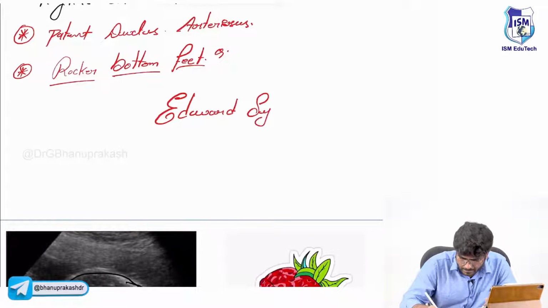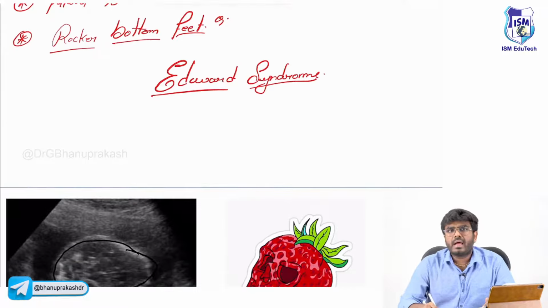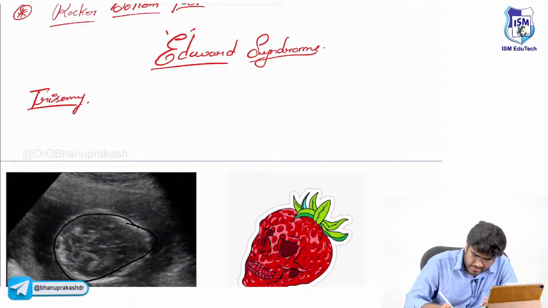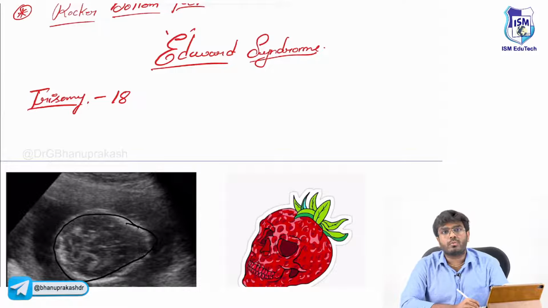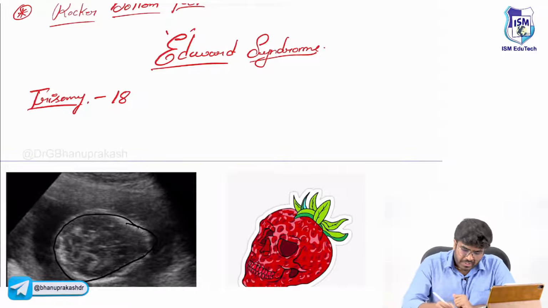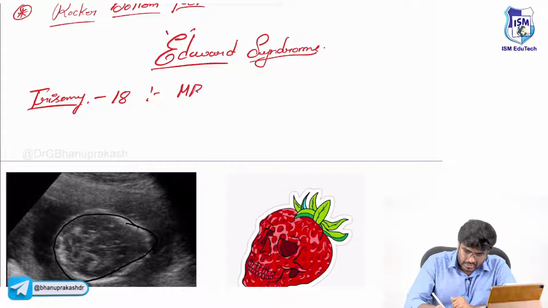Edwards syndrome. Now in Edwards syndrome, what's the problem? Again trisomy. Trisomy what? Edwards, trisomy 18. So one extra chromosome 18. So these patients are again going to have mental retardation.